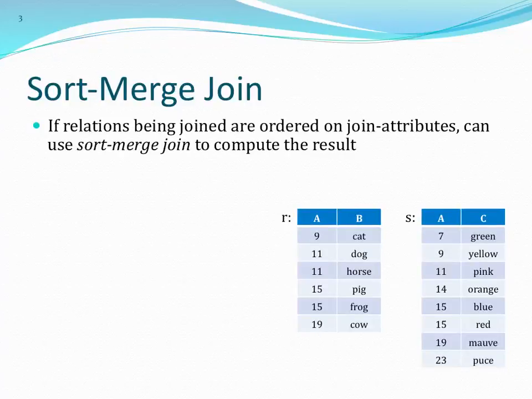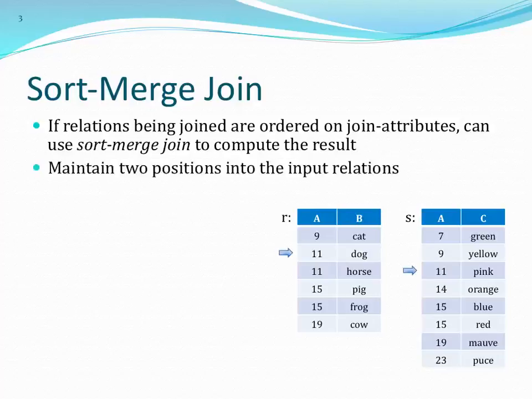Obviously, it needs to be ordered on the join attributes. And in this situation, R and S are being joined, and we're joining on column A. Let's just pretend we're doing a natural join. And you can see that the tuples are ordered on A. They're definitely ordered just on A because we have 15 pig, 15 frog. That's not in total order, but it's just ordered on A.